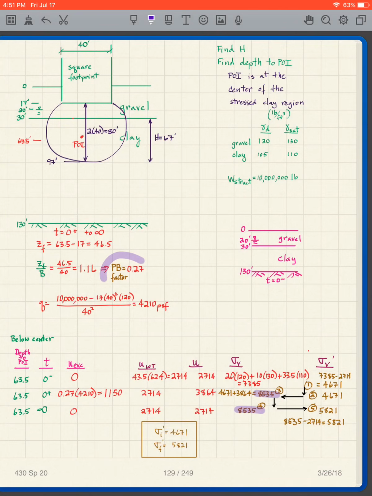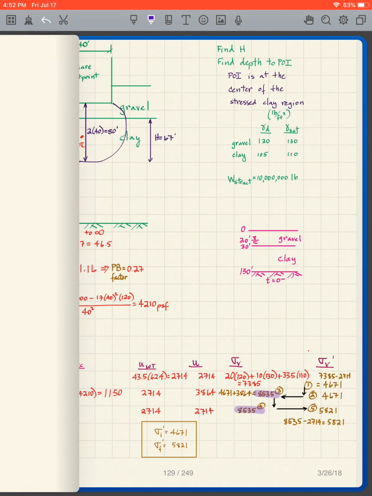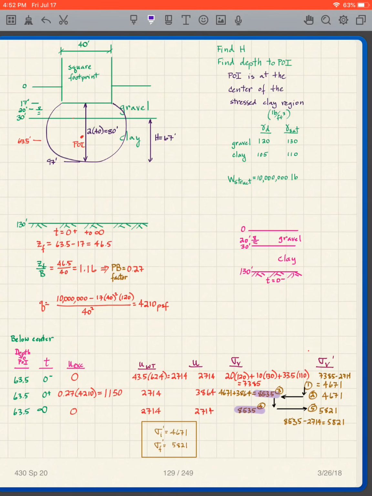So, I took it as being 0.27. Then we get our Q. The weight of the structure was given to be 10 million pounds. I guess I didn't point that out, but it's right there. Hopefully I had it here. Yeah, the weight of the structure was 10 million pounds. So I have 10 million pounds for the weight of the structure.